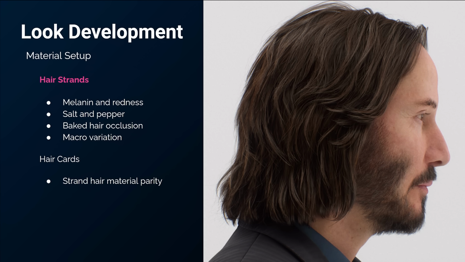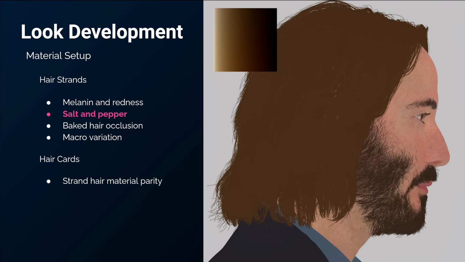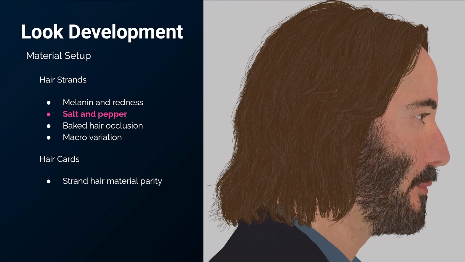Next, I'm going to dive into how the MetaHuman hair material works and what we did for the Matrix Awakens. In a material node, we start with a measured LUT of all possible natural melanin and redness values. Here is an unlit view of the color we chose for Keanu. Based on the reference, we added a salt and pepper pass onto the hair.